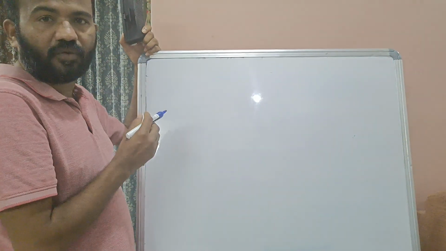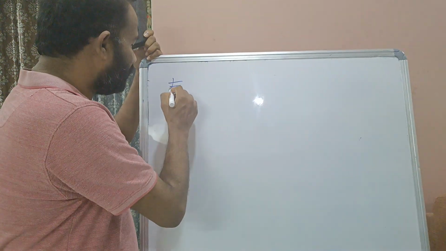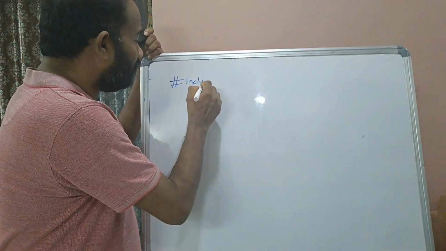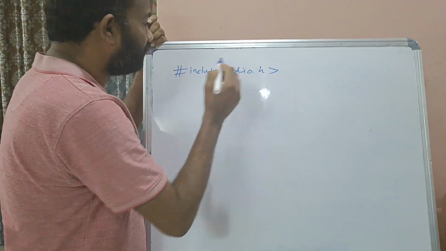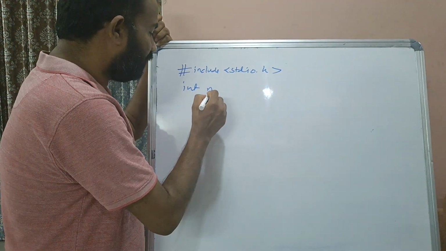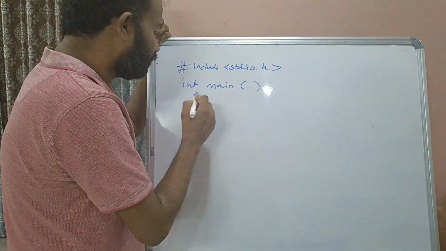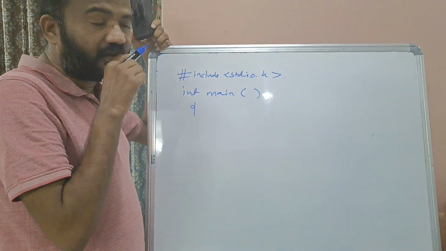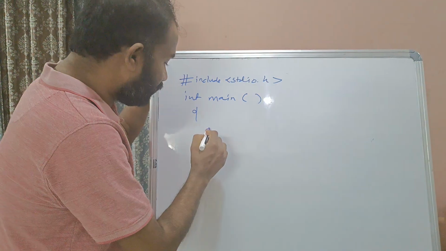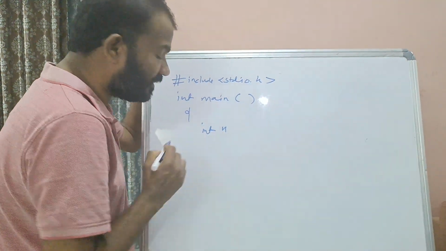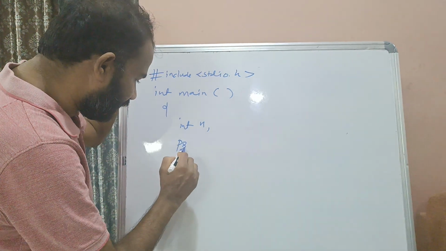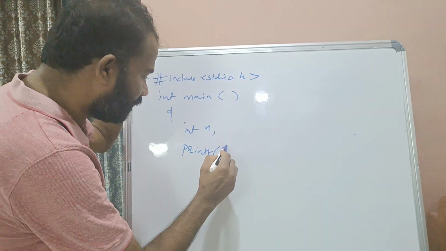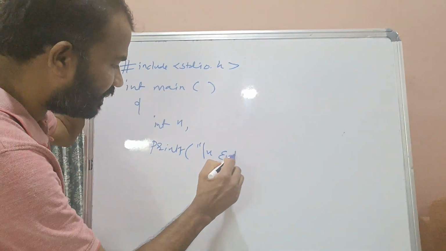First step, we need to enter the size of the array. #include <stdio.h>, int main. So what is the first step? We need to enter the size of the array. Size of the array means first we need to declare the size of the array.